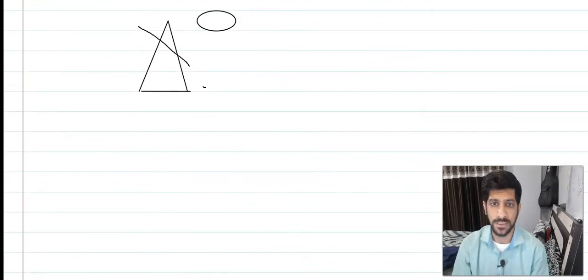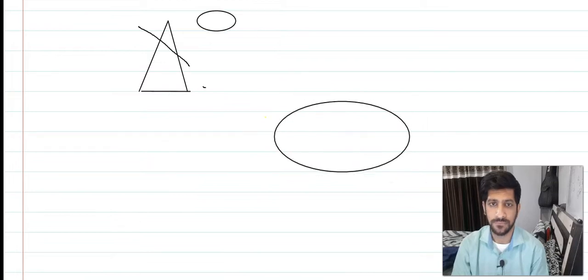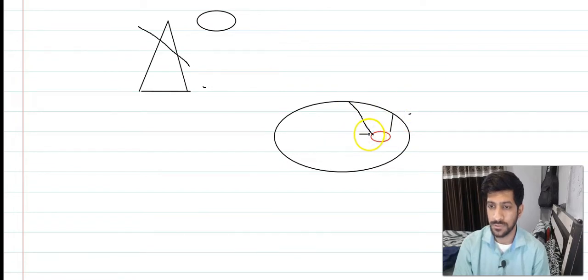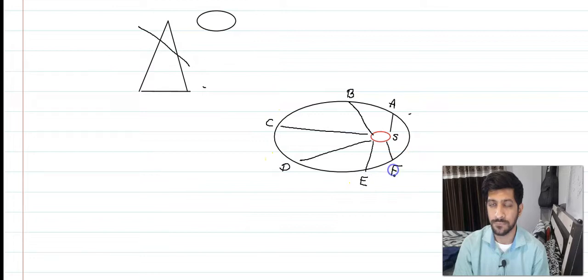Now the second law states that, again I'll draw an ellipse like this. I will draw a sun in between. Now here I'll join some lines, okay? I'll join like this, here, here, and like this. I'll name the sun S, and the points A, B, C, D, E, and F.